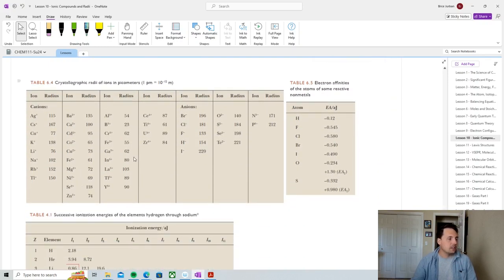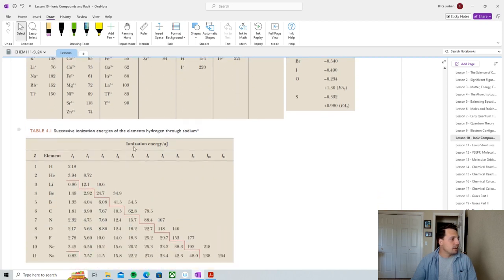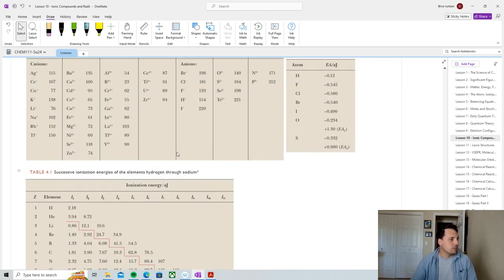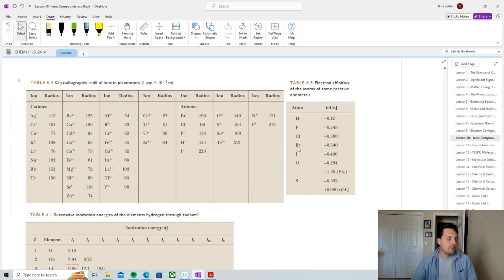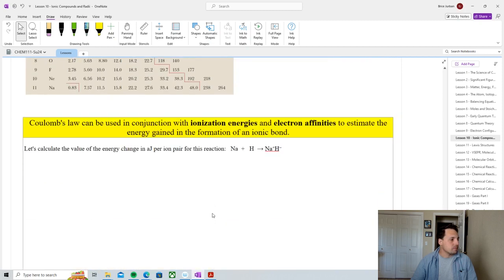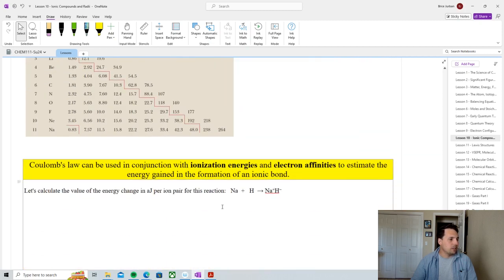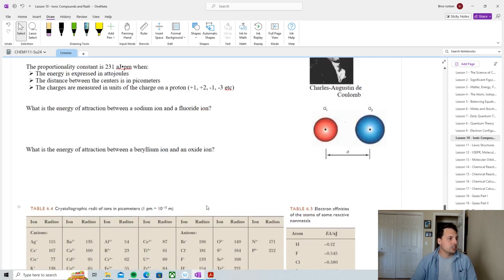Here's some data that we're going to need to do these problems. Here I have crystallographic radii of the ions in picometers. And then I have both positive charged ions and negative charged ions. And then I have some successive ionization energies of the elements, and I have some electron affinities. So we'll make use of those as well, because what we'll want to ultimately do is figure out what the total energy of attraction is.